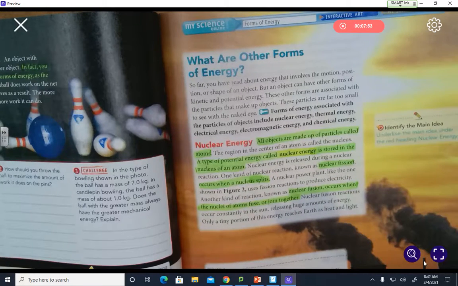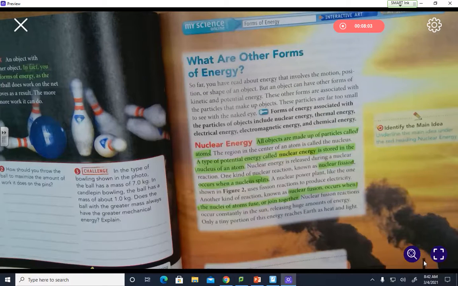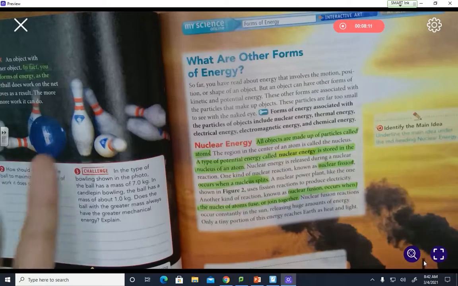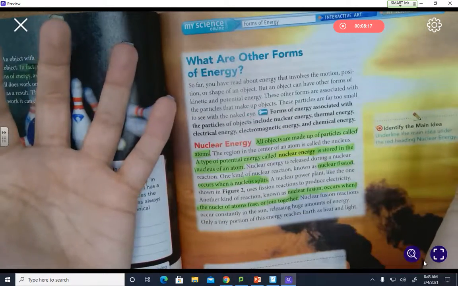Nuclear fusion reactions occur constantly in the sun, releasing huge amounts of energy. Only a tiny portion of the energy reaches the earth as heat and light. Okay, so nuclear fission happens when the nucleus splits apart. Fusion happens when they fuse together.